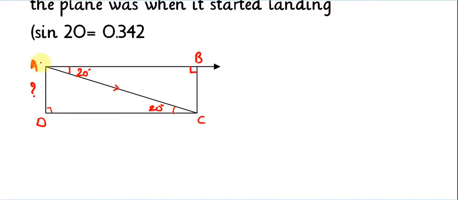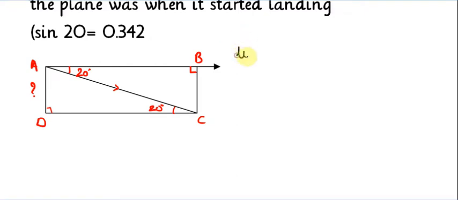So A is the position of the plane when it started landing, C is the position of the airport, and 20 degrees is the angle of depression. So this line AB represents the horizontal line, DC is the ground level. So these are parallel.